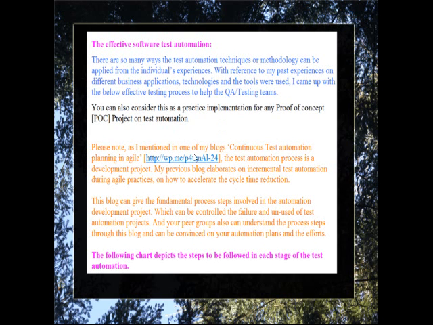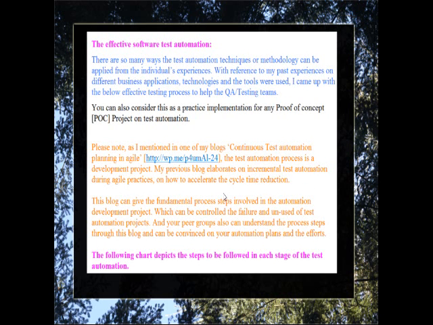And also please note, as I mentioned in one of my blogs on continuous test automation planning, the automation process is a development project. Obviously it is purely an SDLC process. The only thing is we are taking the test requirements and the test design and converting them into test automation scripts to run against a software build. My previous blog elaborates on incremental test automation during agile practices and how to accelerate the cycle time reduction. So this blog, continuous test automation planning in agile, explains incremental test automation while following agile practices, and also talks about how to save cycle time for each sprint planning.